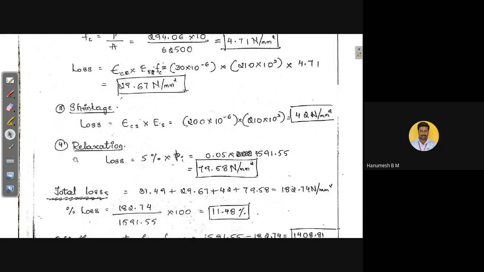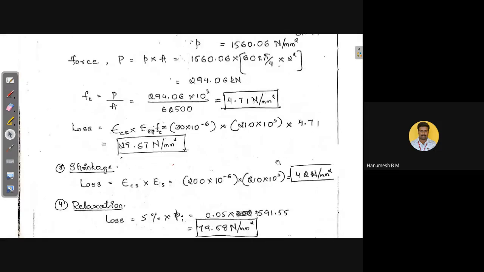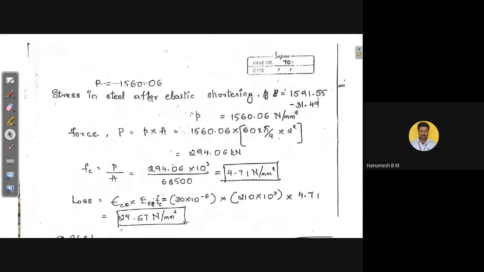Next one, we need to calculate the losses due to pre-stressing, this relaxation of the steel. Loss is equal to 5% of the initial stress. ಇಲ್ಲೇನು ಮಾಡಬೇಕು ಮತ್ತು ಇನಿಷಿಯಲ್ ತಗೋಬೇಕು. ಇನಿಷಿಯಲ್ ಎಷ್ಟಿದೆ? ಮೀನ್ಸ್ ಬಿಫೋರ್ ಎಲಾಸ್ಟಿಕ್ ಶಾರ್ಟ್ನಿಂಗ್ ಅದನ್ನ ತಗೋಬೇಕು. ಬಿಫೋರ್ ಎಲಾಸ್ಟಿಕ್ ಶಾರ್ಟ್ನಿಂಗ್ ಎಷ್ಟಿದೆ?